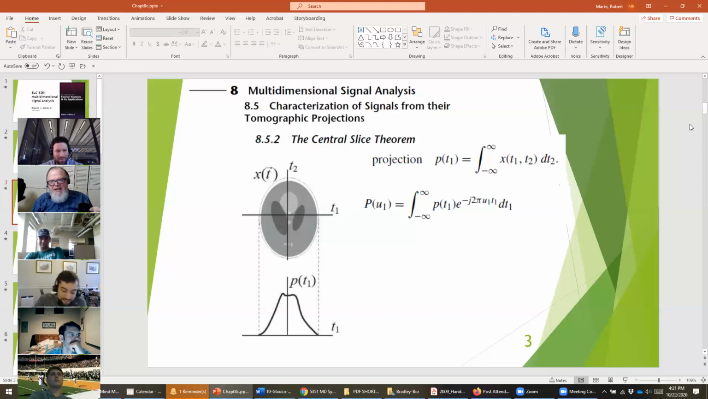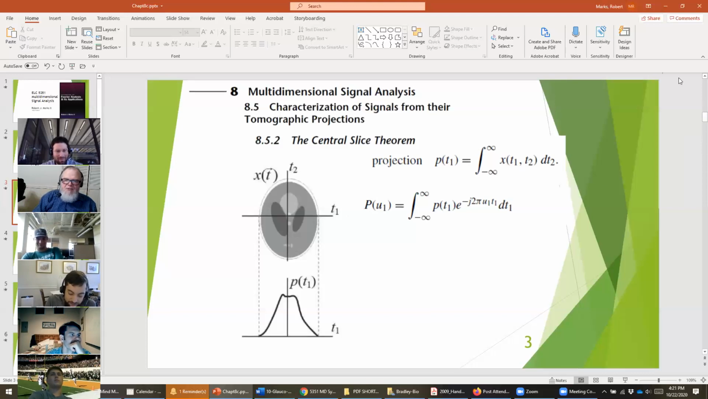So we're going to do that here. We have this projection, and it's a one-dimensional function, as you can see. What do we do with it? I don't know. Let's take a Fourier transform. We're going to take the Fourier transform of the projection. It turns out to be a very insightful and very interesting thing to do, as you'll see.